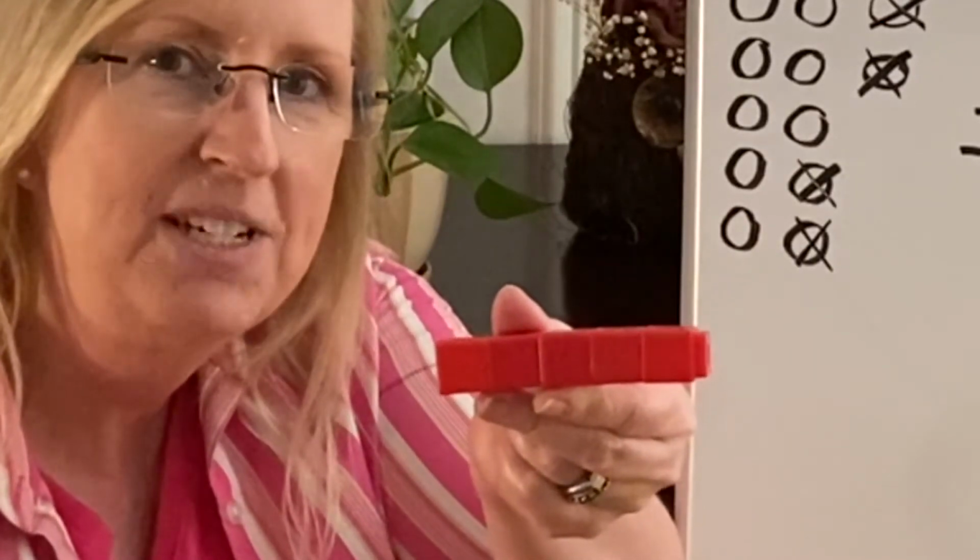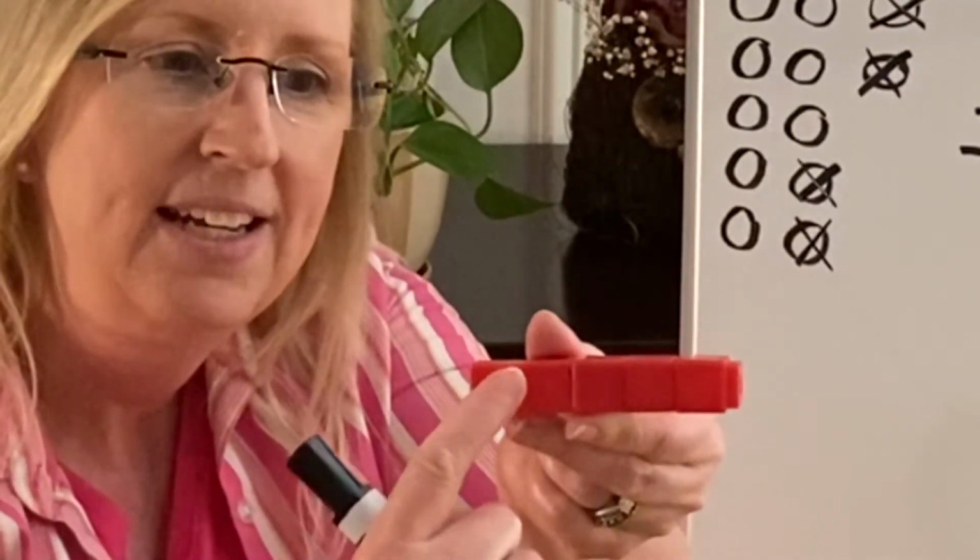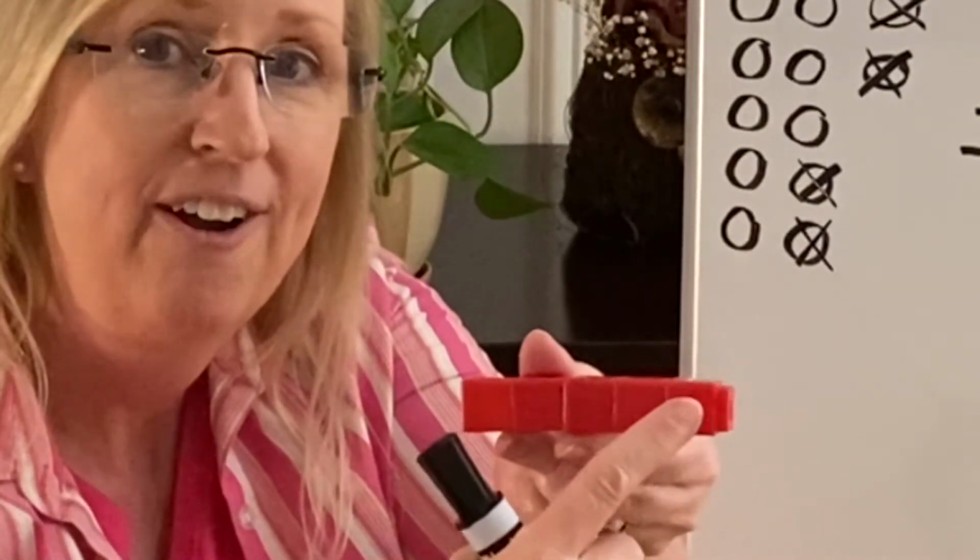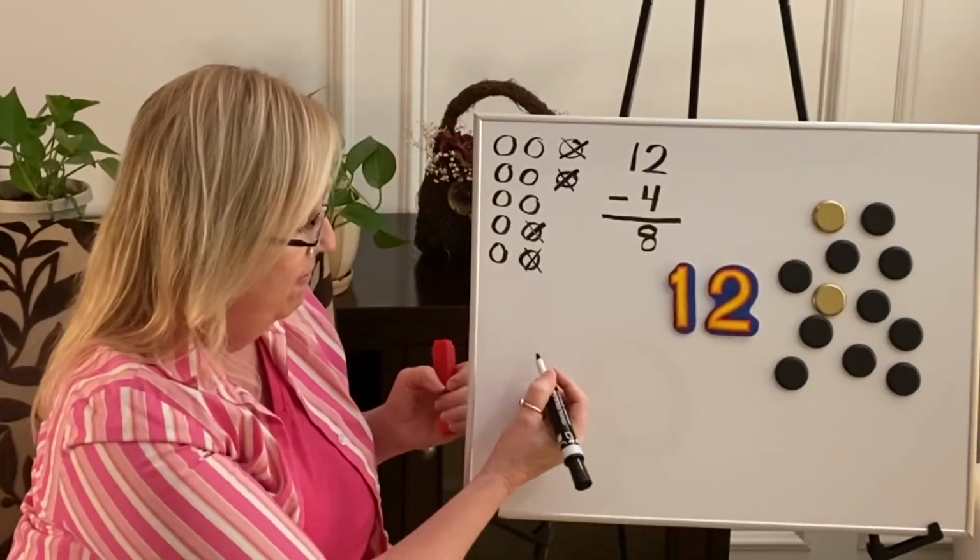If you didn't subitize, let's count together. 1, 2, 3, 4, 5. 5. So my first number is 5.